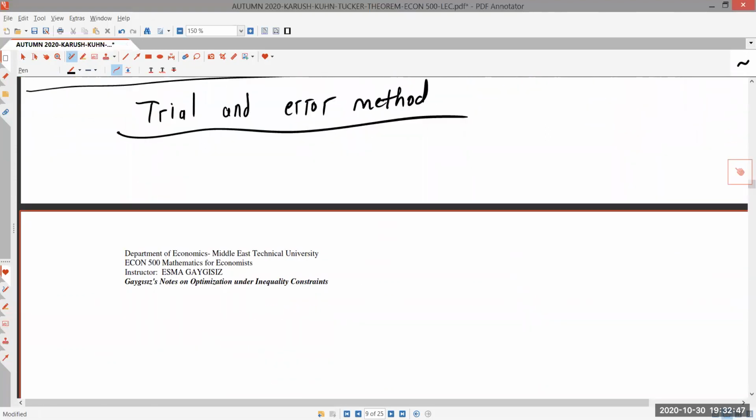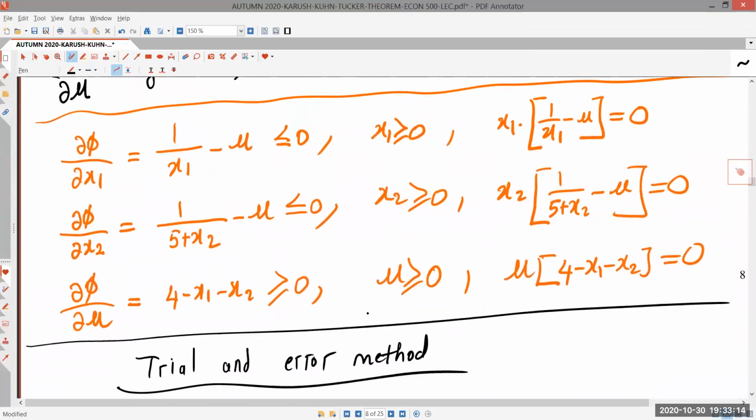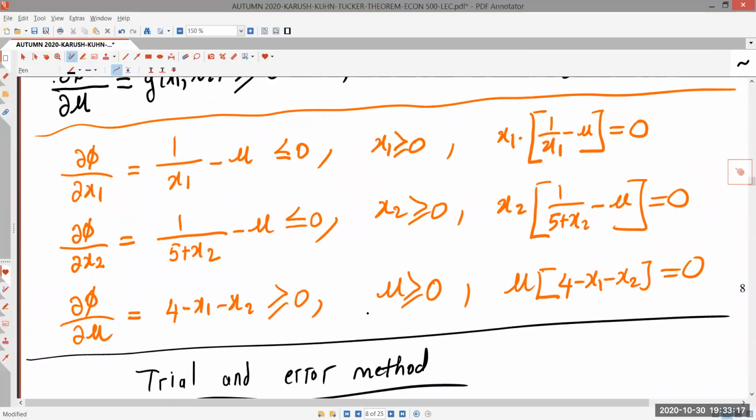And then here I will first make an assumption and call it case 1. And then I will assume here that x1 is greater than 0, x2 is greater than 0. So these non-negativity constraints hold. And on top of it, this mu is greater than 0. Okay, so if mu is greater than 0, how does this condition hold? These conditions have to be all satisfied.